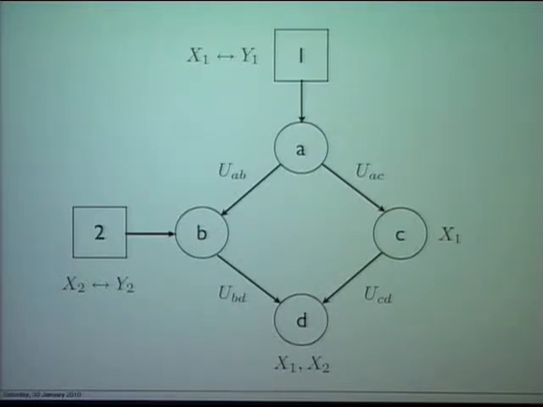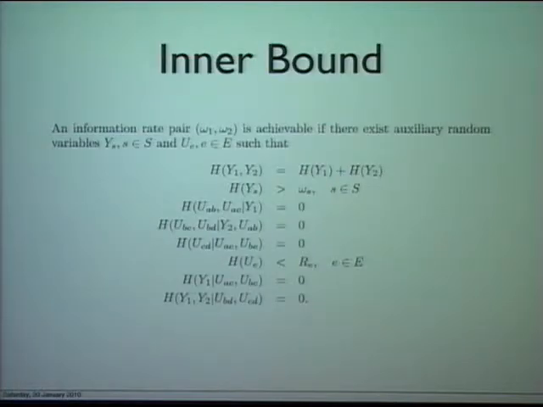Okay? So as I said, we need auxiliary random variables as a proxy for X1, and this is Y1 here, and then for X2 we have a proxy random variable Y2. Together with these two proxy random variables, we have an auxiliary random variable for each channel. So an information rate pair that is achievable is characterized by a set of constraints like this.